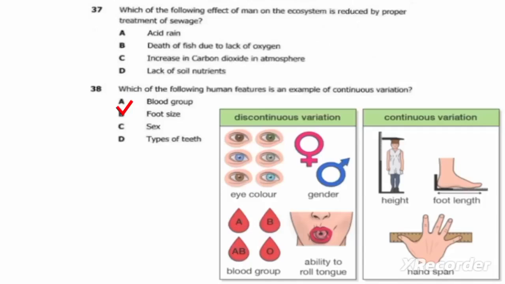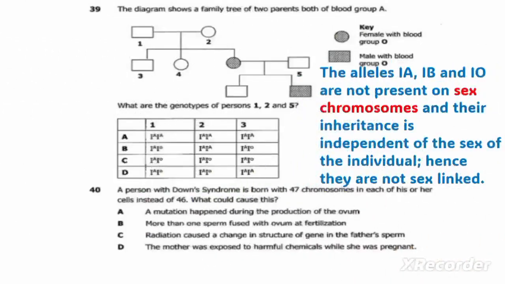A is an example of a discontinuous variation. C is an example of a discontinuous variation. D is an example of a discontinuous variation. Foot size is an example of a continuous variation.